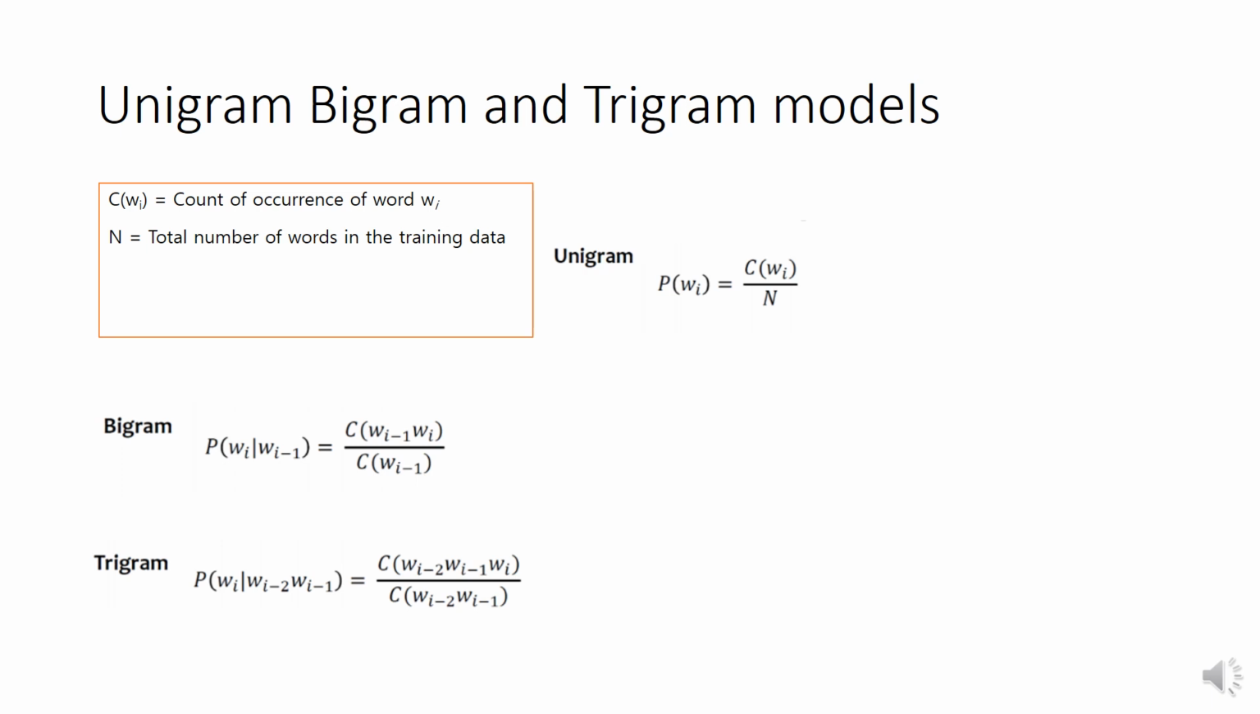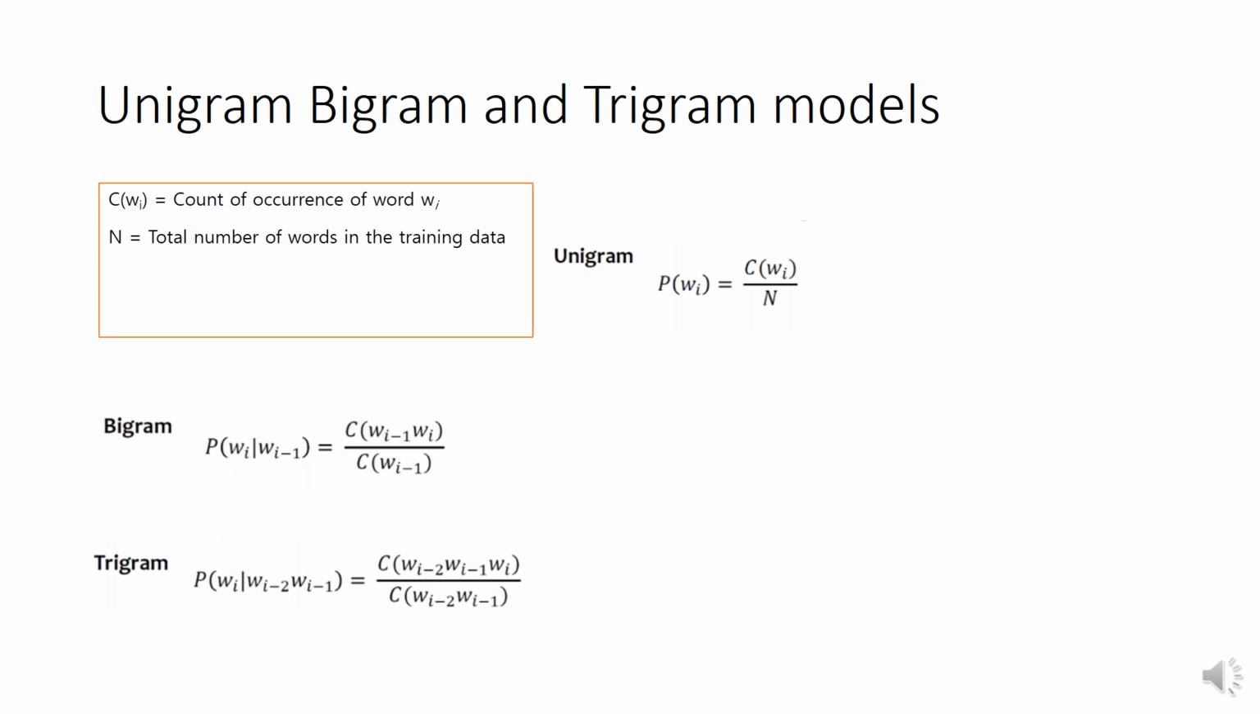Similarly, there are bigram and trigram models. The bigram model is based on the probability of one word given the previous word, and the trigram model is based on the probability of one word given the previous two words.